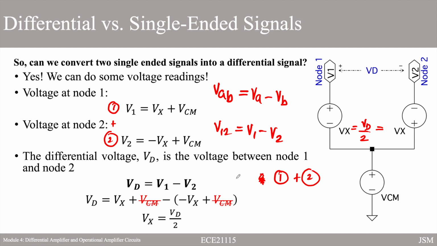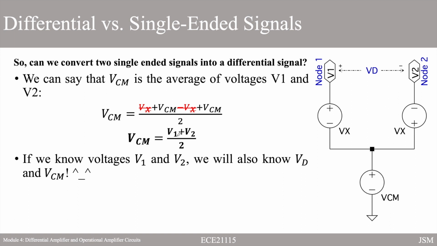So, ang lalabas dyan is V1 plus V2 is equal to Vx minus Vx, which is 0, plus VCM plus VCM. And ang mangyayari dyan is V1 plus V2 is equal to VCM times 2. So, therefore, VCM is V1 plus V2 all over 2, or the average of V1 and V2. So, kapag sinubstitute natin yun sa ating formula, makikita natin that VCM nga na may matitira kapag kinuha natin yung average ng V1 and V2.